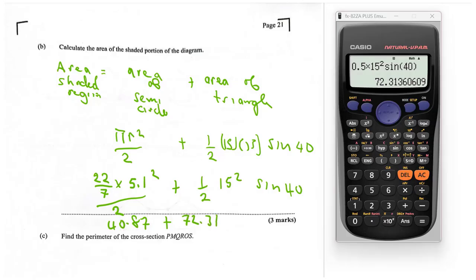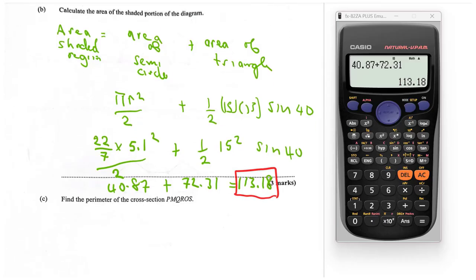So the total area now is adding these two numbers. So it's 40.87 plus 72.31. That gives us 113.18. Let me use the red. So this is 113.18. Alright, so that is the area of the shaded region. Let's look at part C.